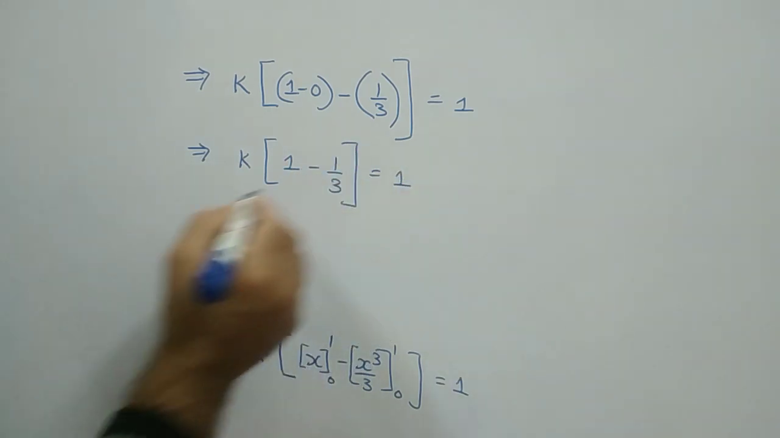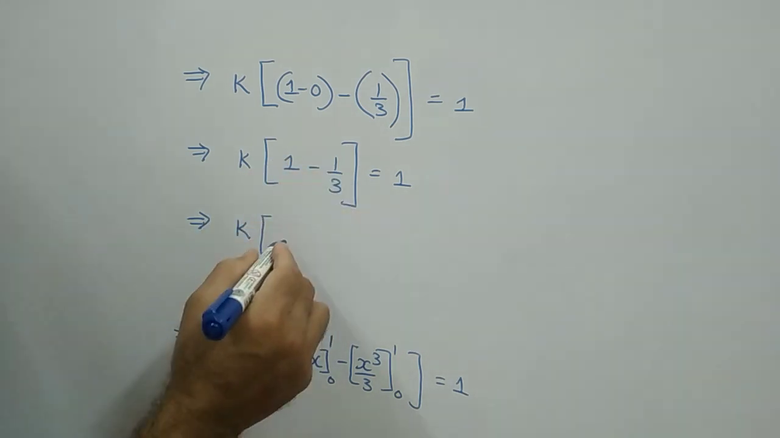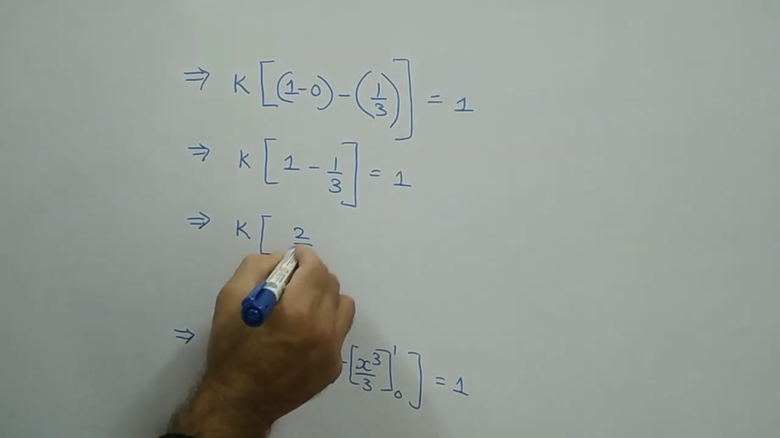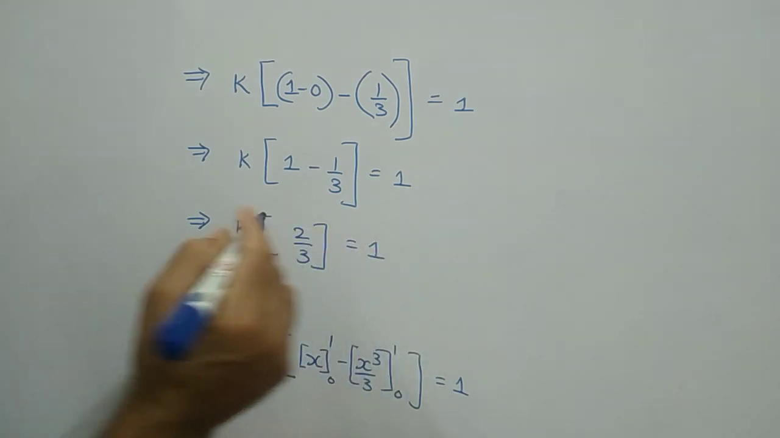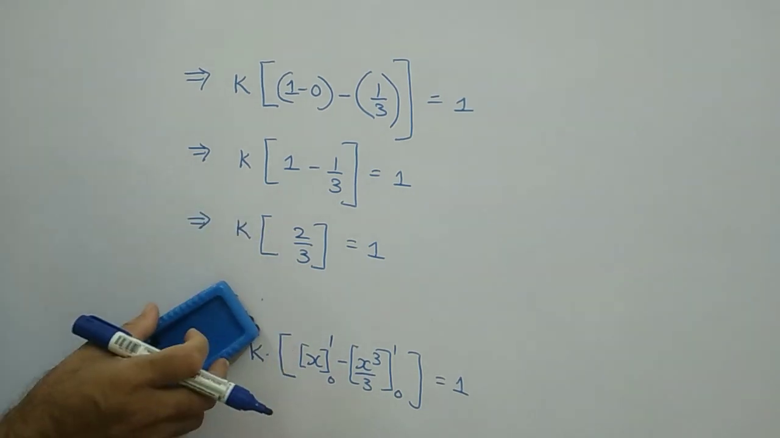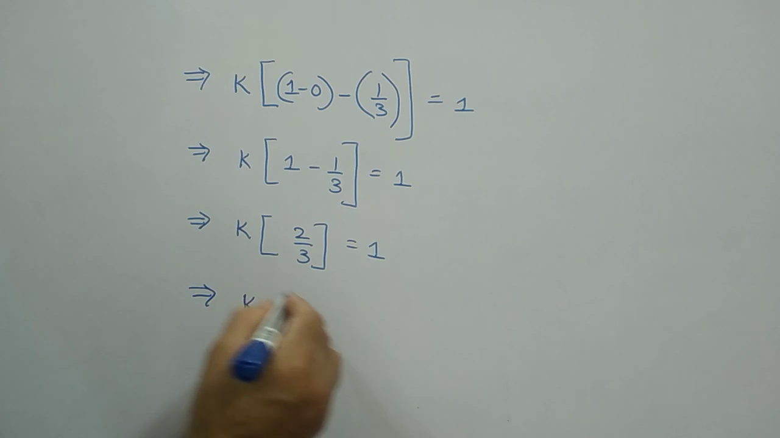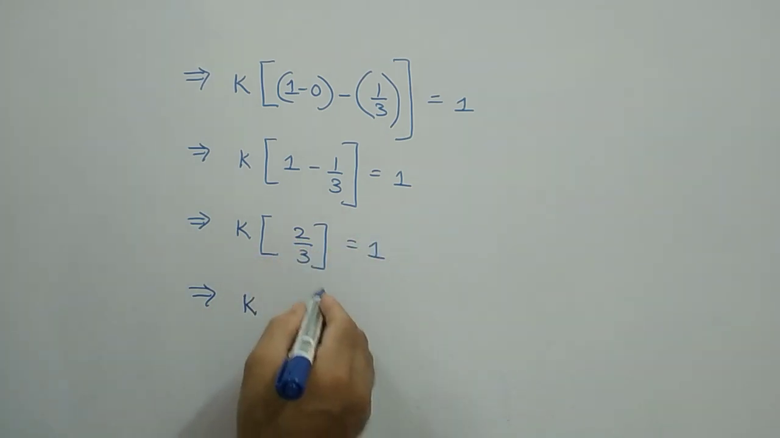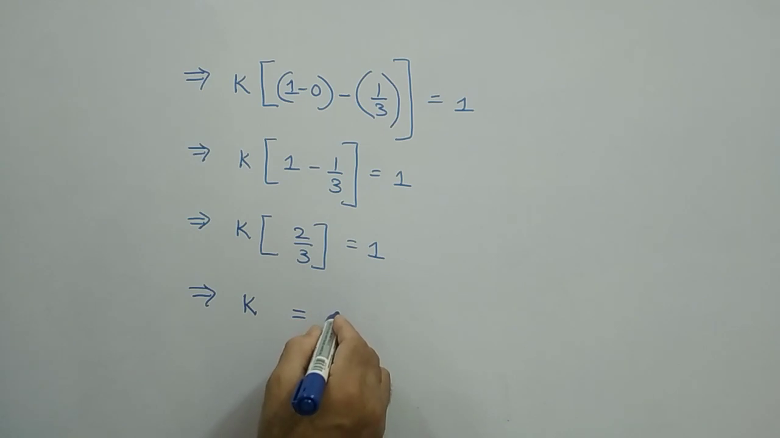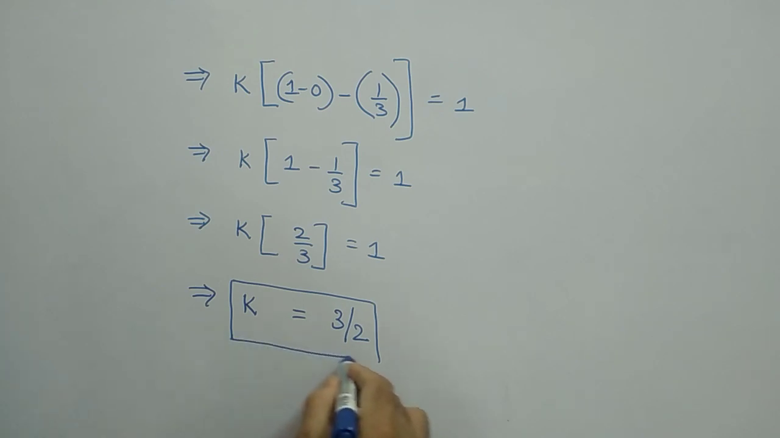This is equal to k, 1 minus 0 is 1, minus 1 by 3, is equal to 1. This implies what you will get: k is equal to, 3 into 1, 3 minus 1, 2 by 3, is equal to 1. And finally you can write that k is equal to, take this 2 by 3 to the right side, then it is 1 by 2 by 3, or otherwise it will be 3 by 2. This is the answer. Therefore, what is the constant k? Constant k value is 3 by 2.